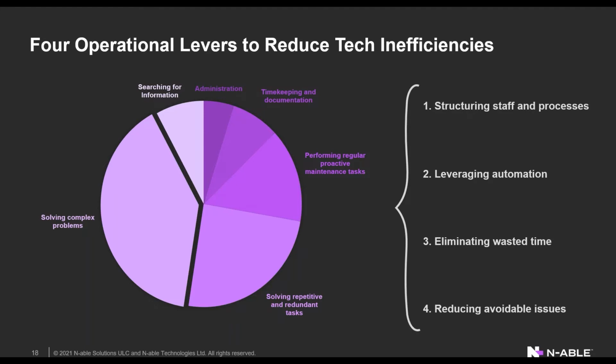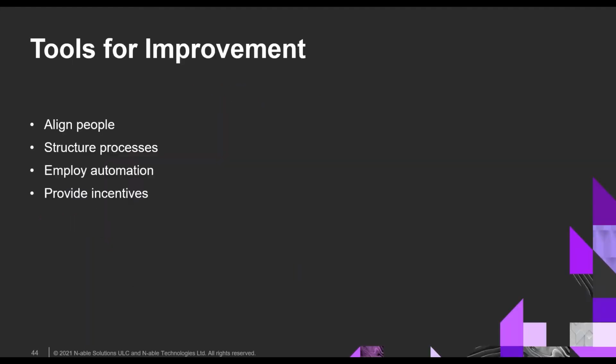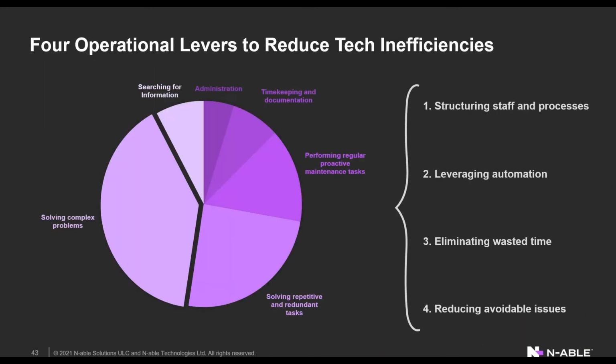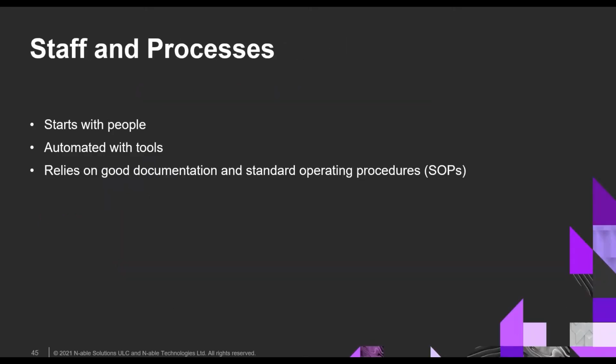So tools for improvement, pretty simple, right? Based off of our levers. Align people properly, structure your processes, employ automation, and then provide incentives. Weirdly enough, all of these come into one of those 4 things. Incentives is one I like to talk about because it's something I don't think enough MSPs think about, and there's some pretty fun and inventive ways that we can deal with that. But let's start off with our staff and process.